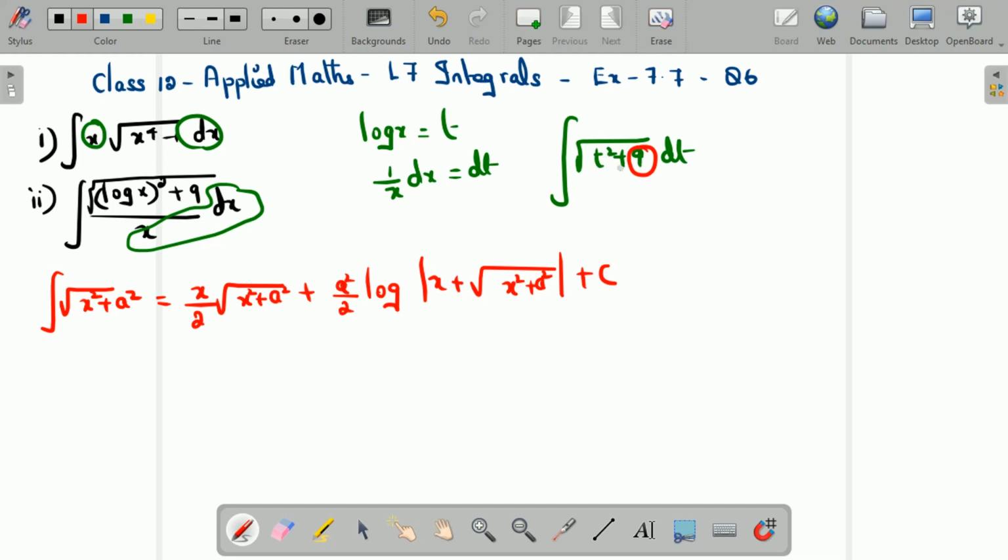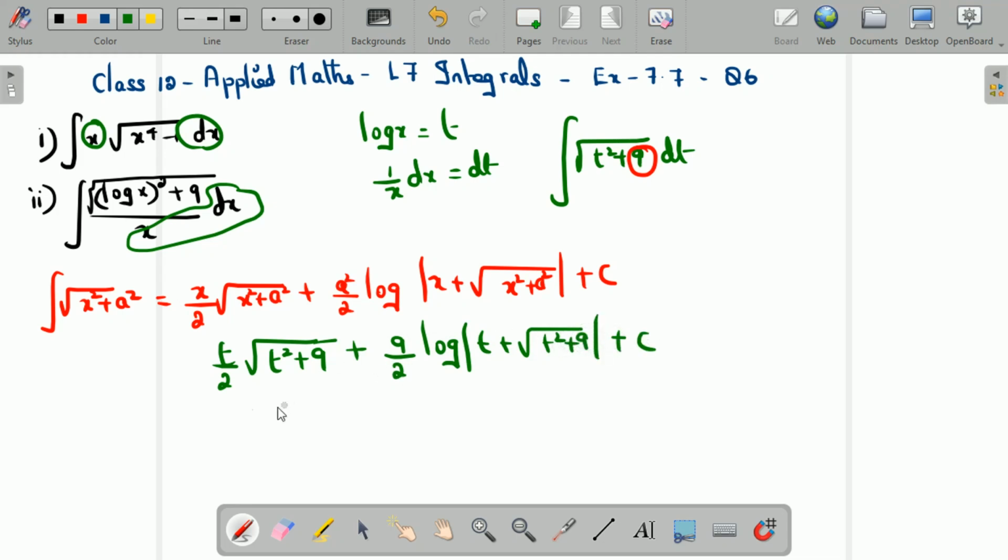Wherever there is x, first I'll substitute it with t, then we can make the final transformation. So this will become t by 2 root of t squared plus a squared, in this case 9, plus 9 by 2 log of t plus root of t squared plus 9 plus c.